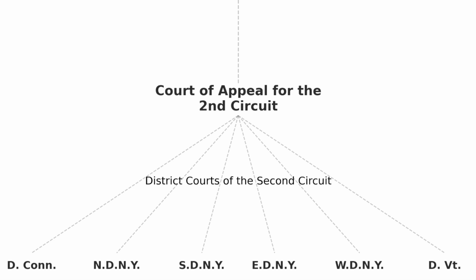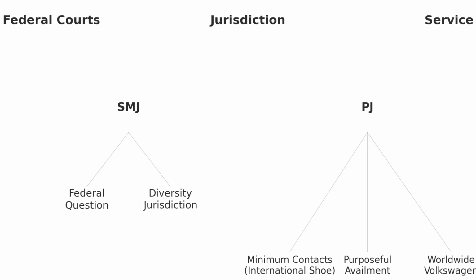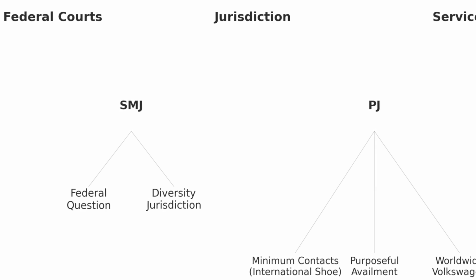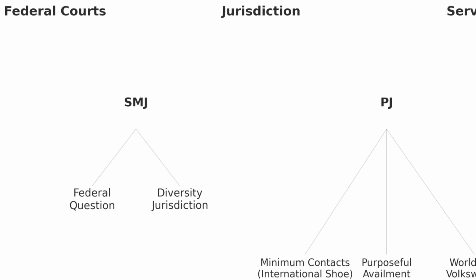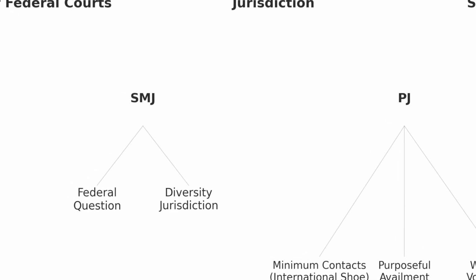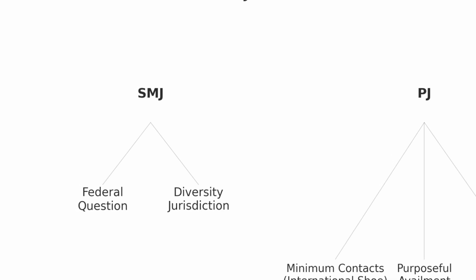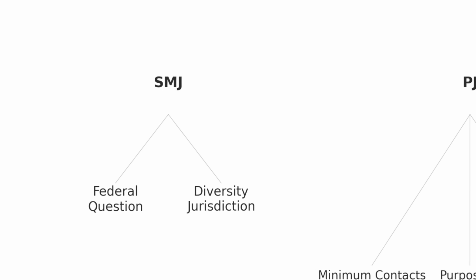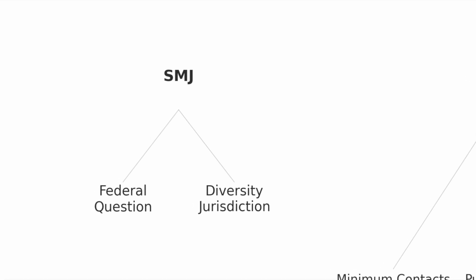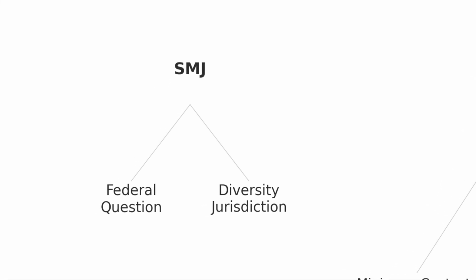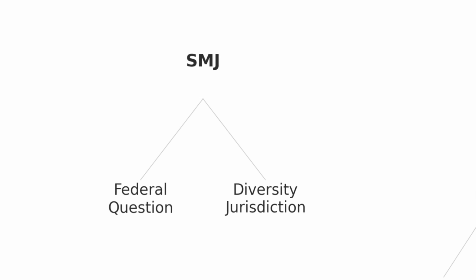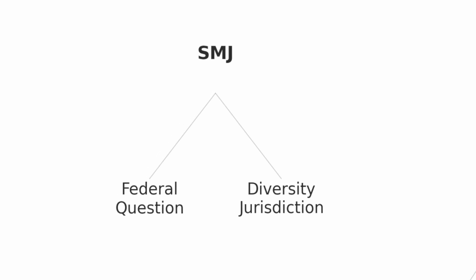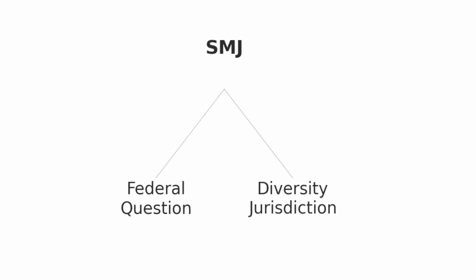But how do we even know if a case belongs in federal court in the first place? That's where subject matter jurisdiction comes in. It's the court's power to hear a specific type of case. Think of it as their ticket to even consider a case. So subject matter jurisdiction is like the gatekeeper, making sure that the federal courts are only handling cases that they're authorized to. That's right. What are some examples of cases that would fall under federal court jurisdiction?